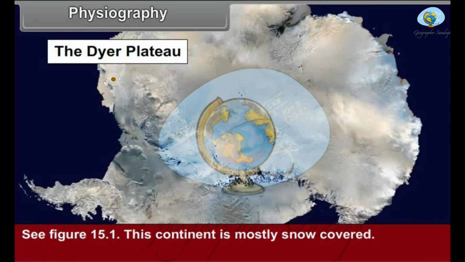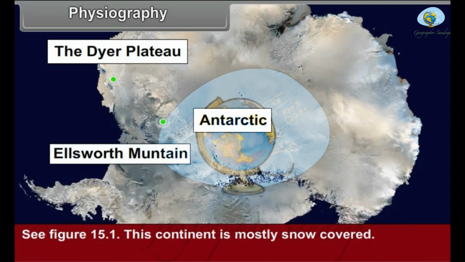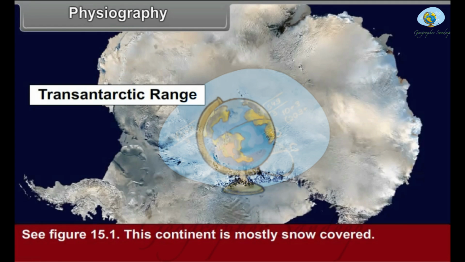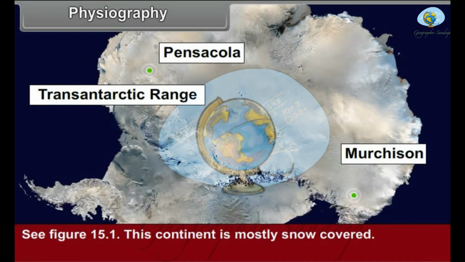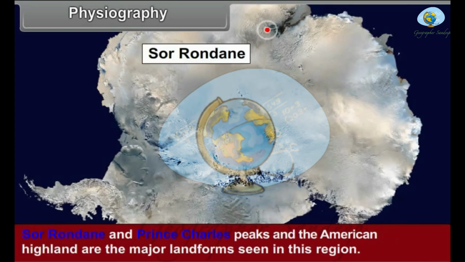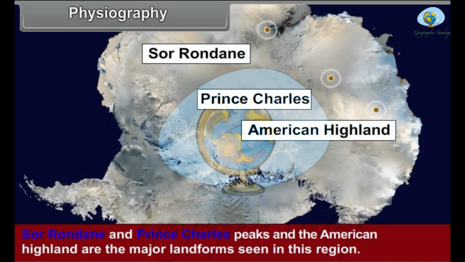The Dare Plateau is situated on the Antarctic Peninsula of this continent. Ellsworth Mountain is to the south of it. Vinson Massif, 4,897 meters, in this mountain is the highest peak in this continent. The Trans-Antarctic Range extends from Pensacola near the South Pole till Mount Murchison. The eastern part of the continent also has a mountain range. Sir Rondane and Prince Charles Peaks and the American Highland are the major landforms seen in this region.